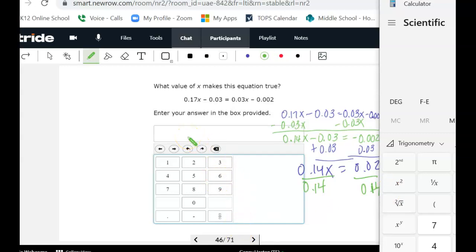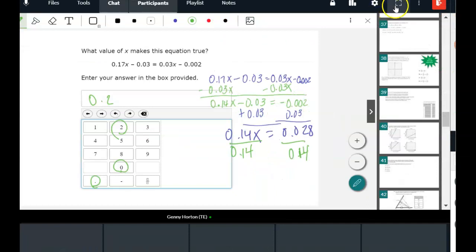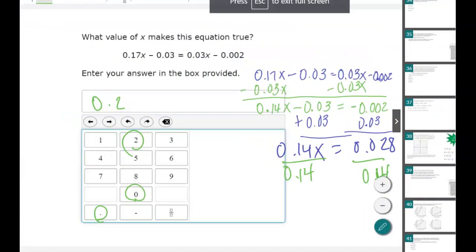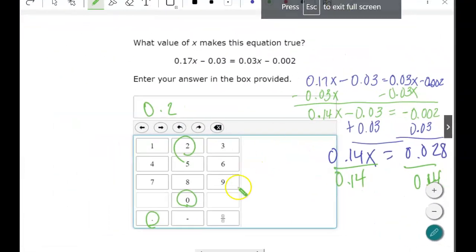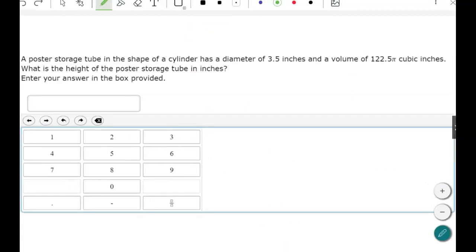So this is 0.2, so you'd have to hit the decimal and the 2 when you enter that answer. Let me try to adjust my screen again. All right, next one. Ooh, okay, got off the screen here.